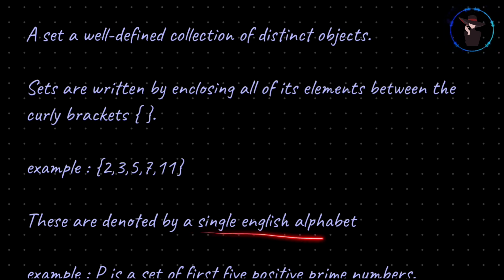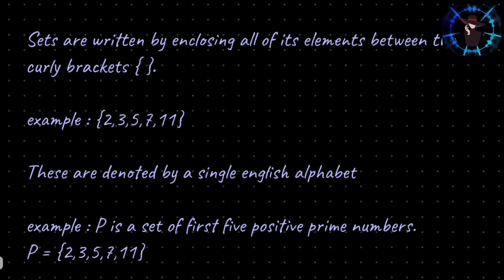Sets are denoted by a single English alphabet. We cannot give a big name to a set. For example, it is a set of numbers. It contains 2, 3, 5, 7, 11. No, we can just give it a name as a single alphabet. Suppose it is A, B, it is set A, it is set B, anything like that. Okay, let's see an example.